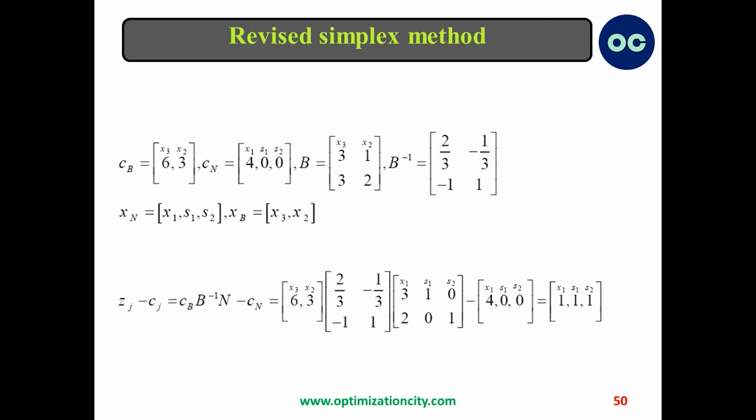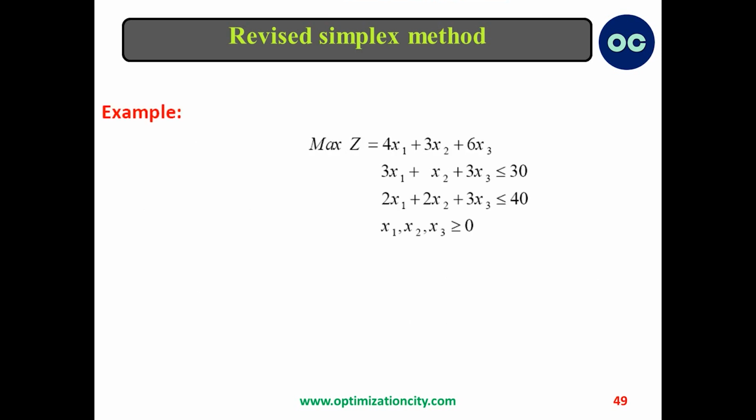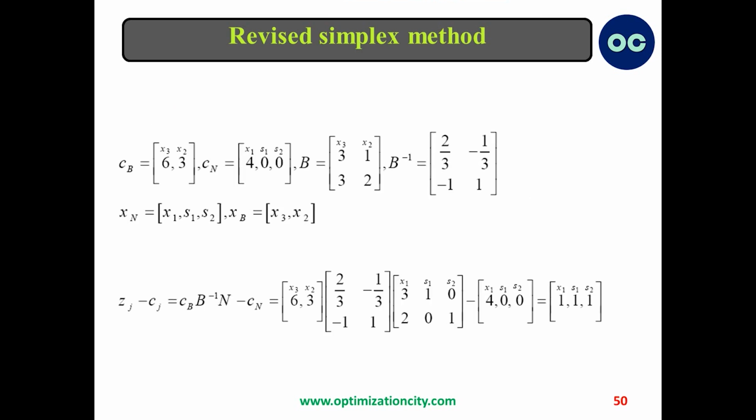C sub B is the coefficient of x3 and x2 in the objective function. So Cn is the coefficient of x1, s1, and s2 in the objective function. B is the coefficient of x3 and x2 in the constraint. B inverse is the inverse. Xn is x1, s1, and s2, and xb is x3 and x2. So what is the coefficient of the non-basic variable in the objective function? So we have this equation, and we will find that the coefficients of x1, s1, and s2 are 1, 1, 1.